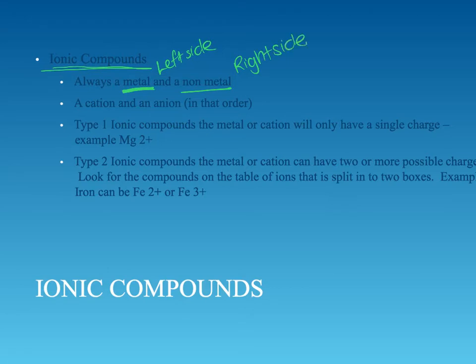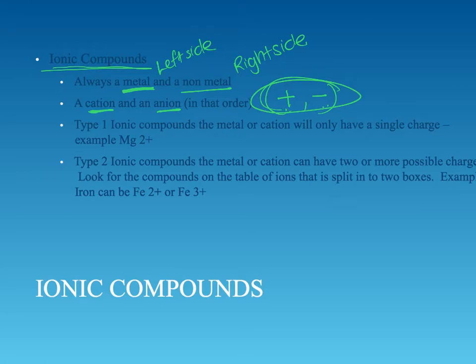Okay, another way of saying that is just to say that it's a cation and an anion. So it's always a positive and a negative together. These always go in this order too. So it's always the cation and then the anion. So it's always the metal and then the non-metal, always in this order. You don't put the non-metal ever first. It's always the metal first.